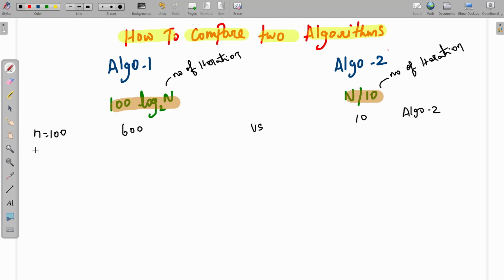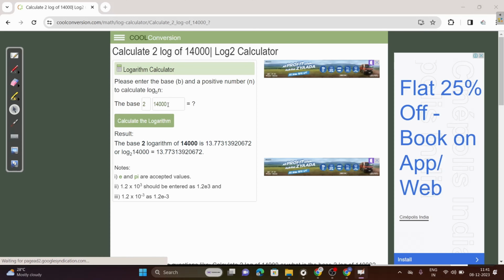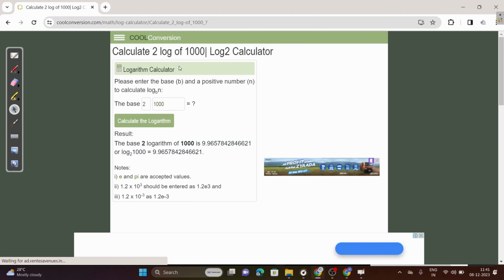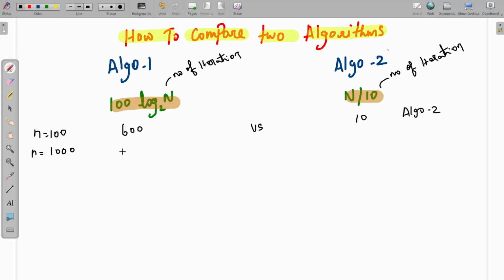Fine. Let's take n as 1000. If n is 1000, what is the value of log base 2 of 1000? Taking the floor value, it will be 9. So 9 into 100 is 900. In this case, 1000 divided by 10 is 100. So who will be the winner? The winner is algorithm 2.